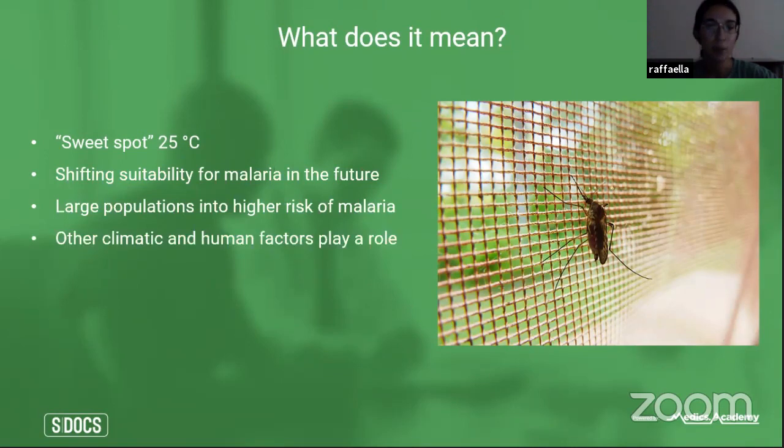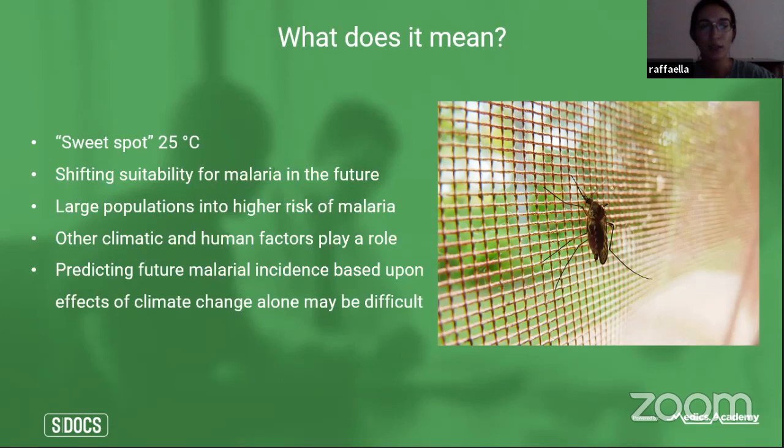So finally, keep in mind that the picture is much more complex. Other factors such as altitude, precipitation, urbanization all influence mosquito prevalence and disease transmission. And also, besides climatic factors influencing vector and parasite characteristics, there are also human factors. For example, human interventions that can be implemented to reduce vulnerability to infection. So this suggests that predicting future malaria incidents based upon effects of climate change alone may be difficult.